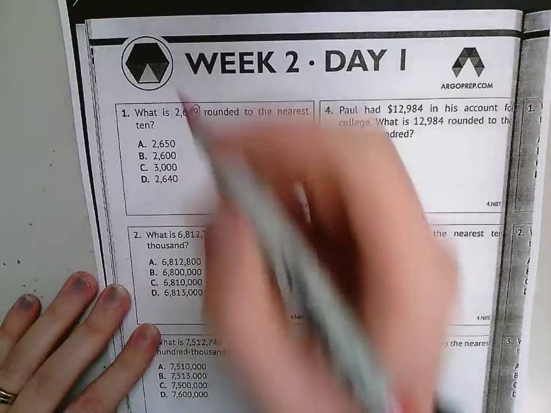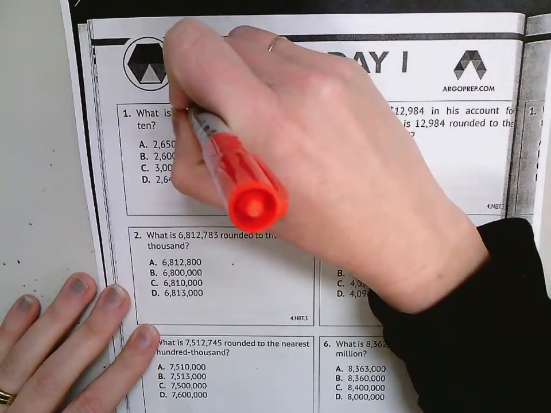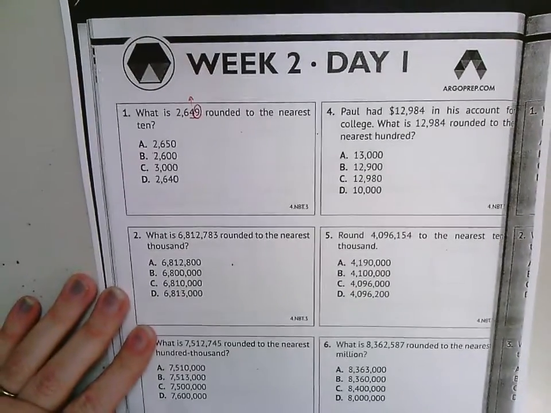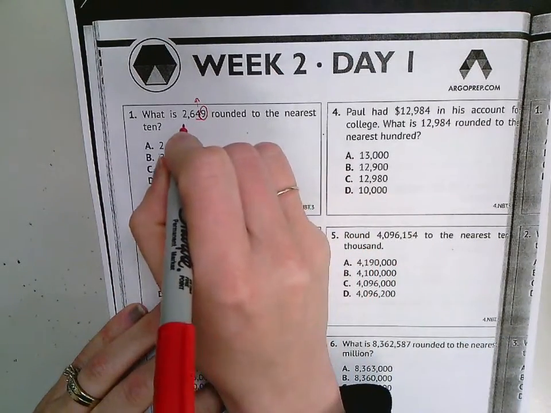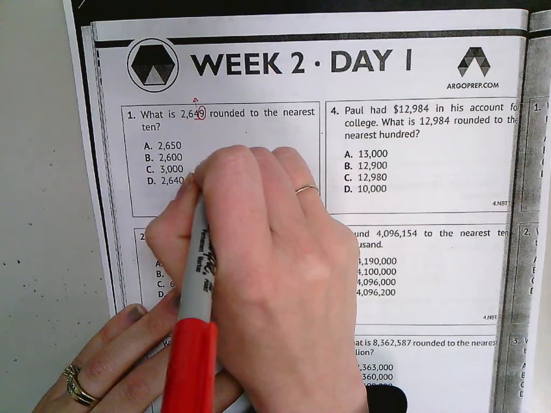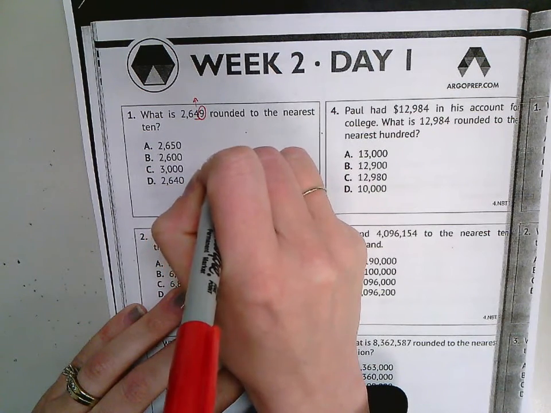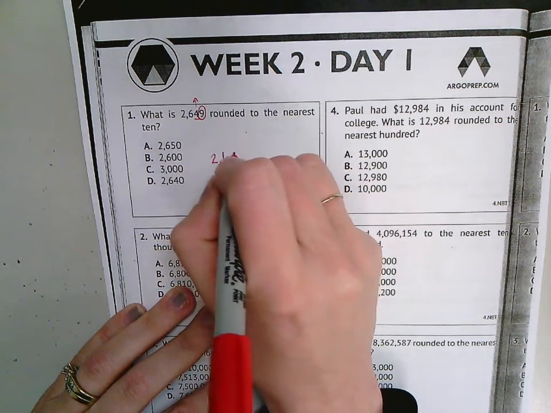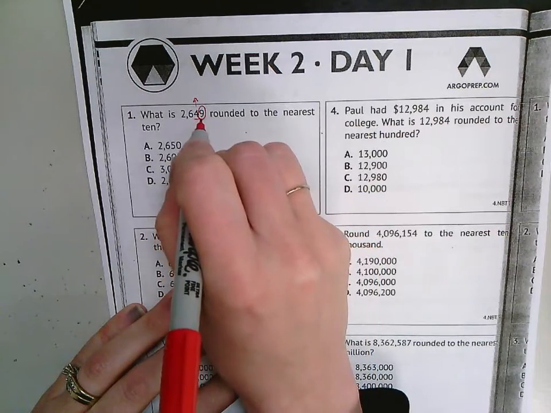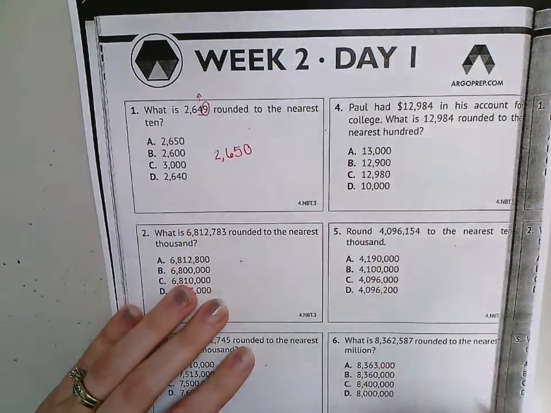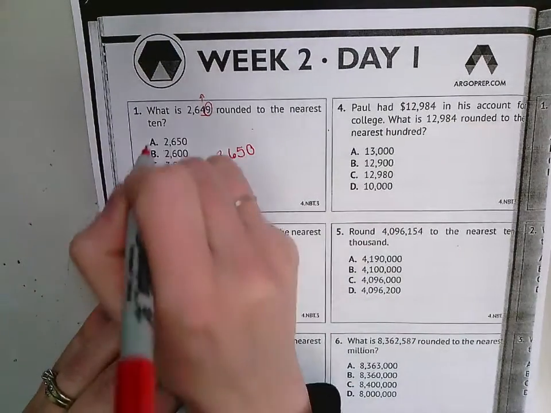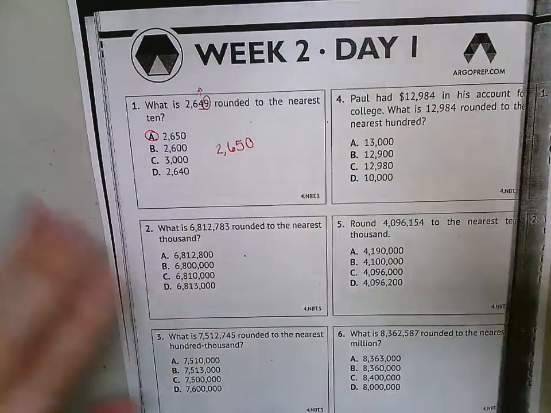In this case, it's a 9, so the 4 is going to get bumped up. So the 4 becomes a 5. The numbers in front stay the same. So we get 2,600. The 4 goes up to a 5, and I've circled it to remind me that that number and everything after turns to 0. So I get 2,650, which is A.